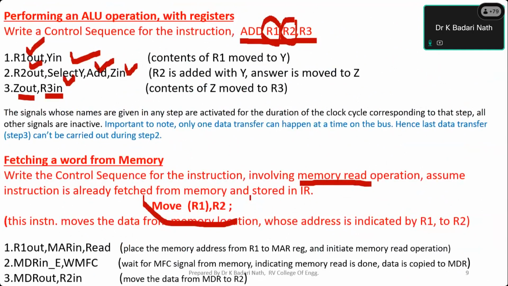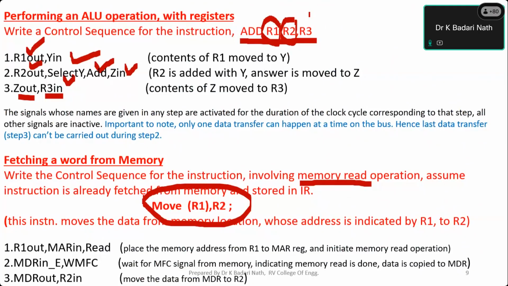Read this instruction properly. What is the meaning of this instruction? Move the contents of the memory location whose address is stored in R1 to a register called R2. I'll repeat. Read the contents of the memory location whose address is stored in register R1 and then move the data to R2. I want to complete this operation.